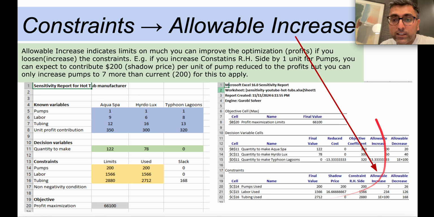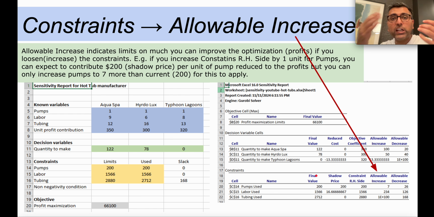This sensitivity report will quickly tell you that you don't have to change the number of quantities that you build. You will still maximize your profits based on your constraints. So that's the reason why you use it, to find out, hey, what are my limits, so that I don't have to change this.